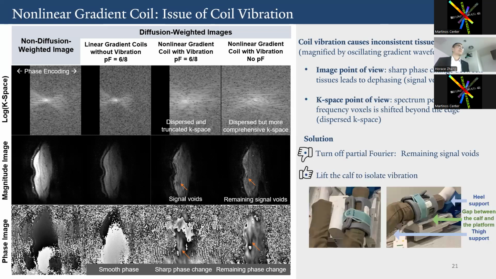Instead, we need to completely isolate the vibration. So to do that, we just lift the calf to isolate vibration, but we need the heel support and the thigh support to do that. So this is the setup of microstructure imaging of our nonlinear gradient coil.